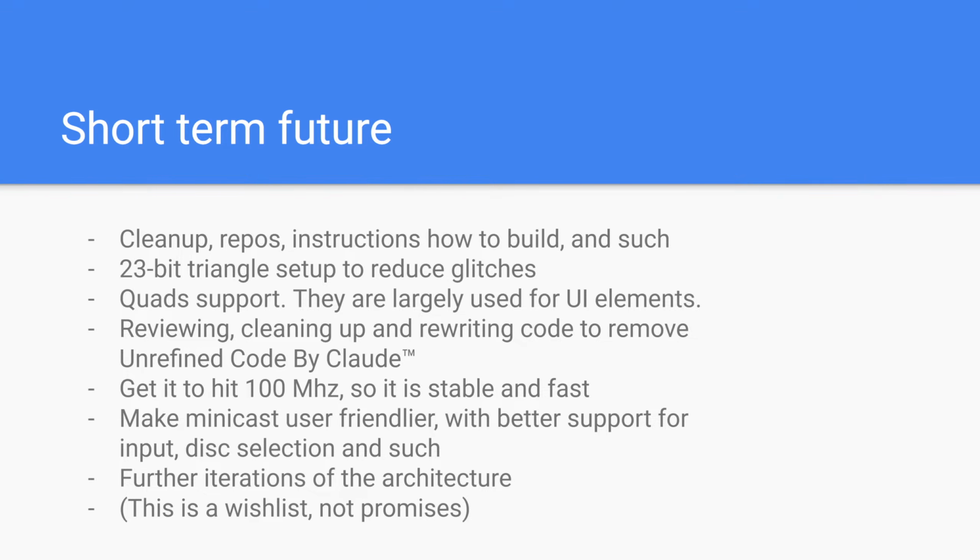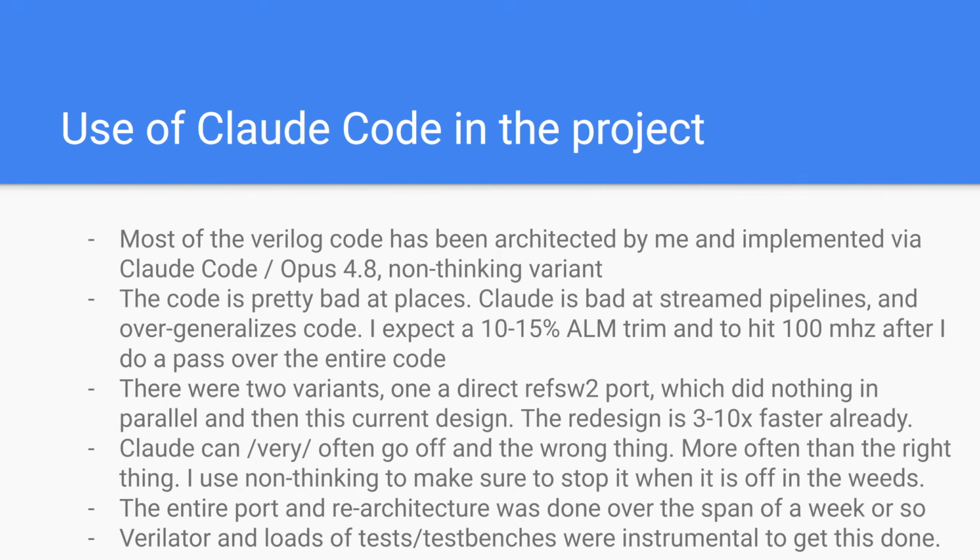Then getting to hit 100 megahertz so we can run it fast. Make minicast support things like input and disk selection. Right now you have to SSH to your MiSTer, and input comes through SSH and it's very not interactive, but it's good enough for testing. And then further away, like iterating on the architecture, getting better clock for clock performance, whatever. I don't actually have a timeline. This is a passion project, so we'll see. I'll try to work on it on the weekends.